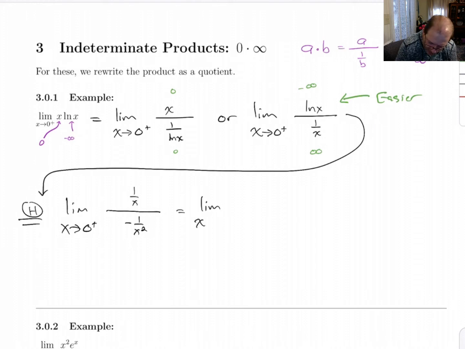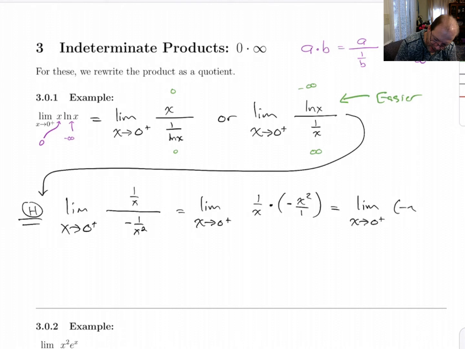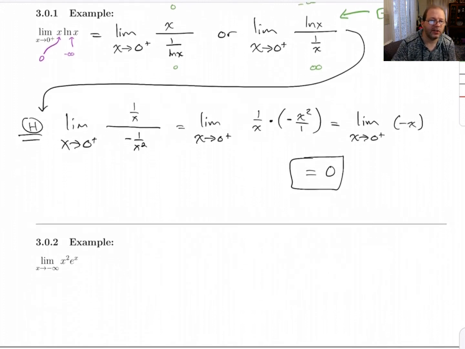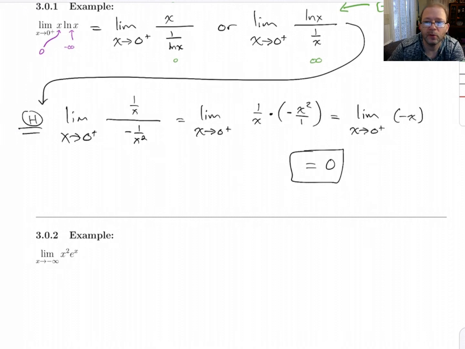Limit as x goes to 0 from the plus side of 1 over x, and then we're dividing by minus 1 over x squared. So multiply by its reciprocal. And what we're left with is just the limit as x goes to 0 from the plus side of negative x. And that's just 0. And so that's it.